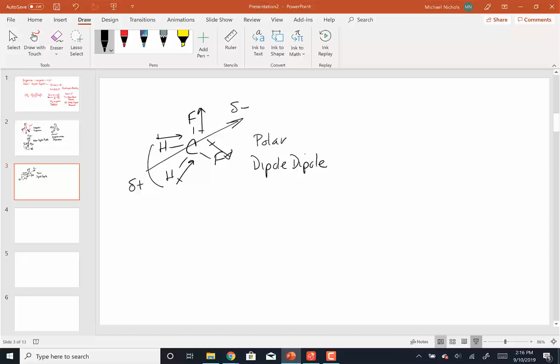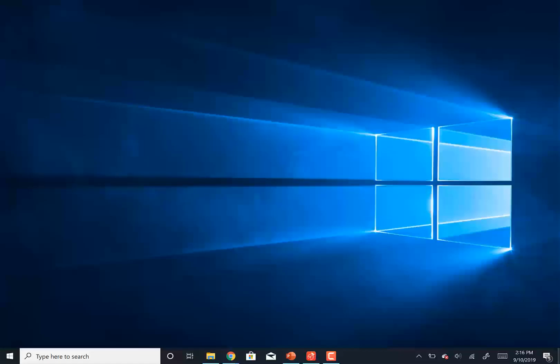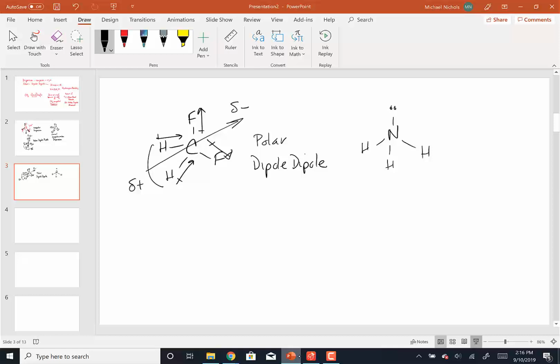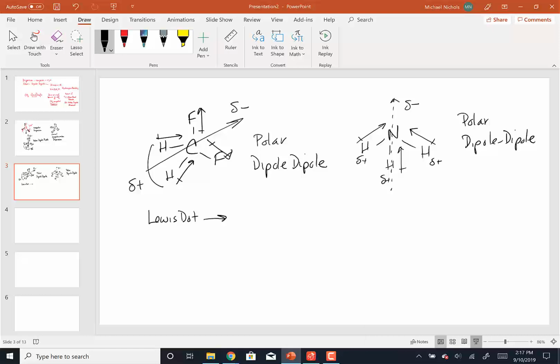Something like ammonia, where you have a nitrogen attached to 3 hydrogens, and then you would have your lone pair. In doing dipole moments, the lone pairs are never counted, so you just ignore them. So in this case, our bond dipoles would look like this, with the hydrogens being slightly positive and the nitrogen being slightly negative. So the net dipole then would go in this direction, with the nitrogen delta minus, and each of the hydrogens delta plus. So ammonia obviously is a polar molecule, and it would undergo dipole-dipole forces.